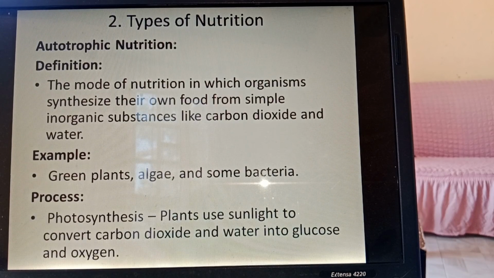Types of nutrition, as you and the teacher have written in the lesson plan, all right? But this one is specifically for the students. Autotrophic nutrition, the definition is that this is the mode of nutrition in which organisms synthesize their own food from simple inorganic substances like carbon dioxide.